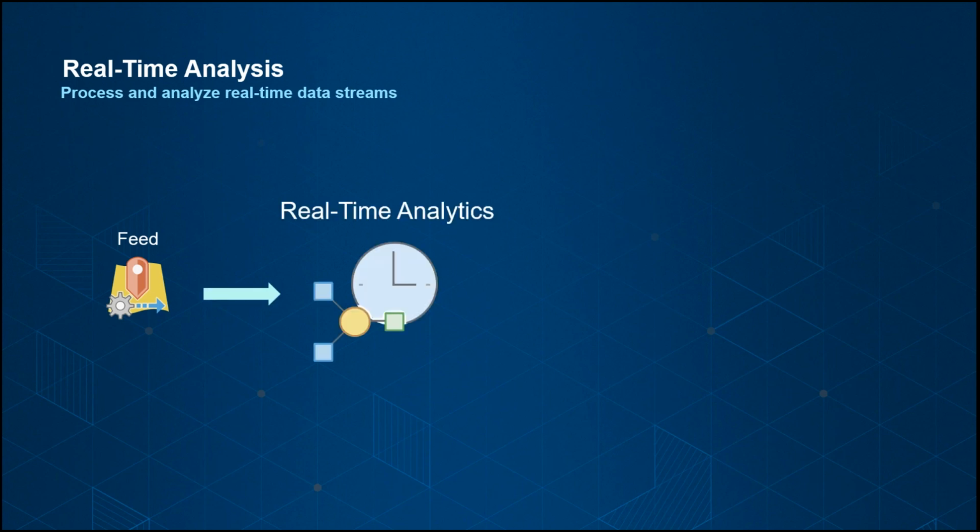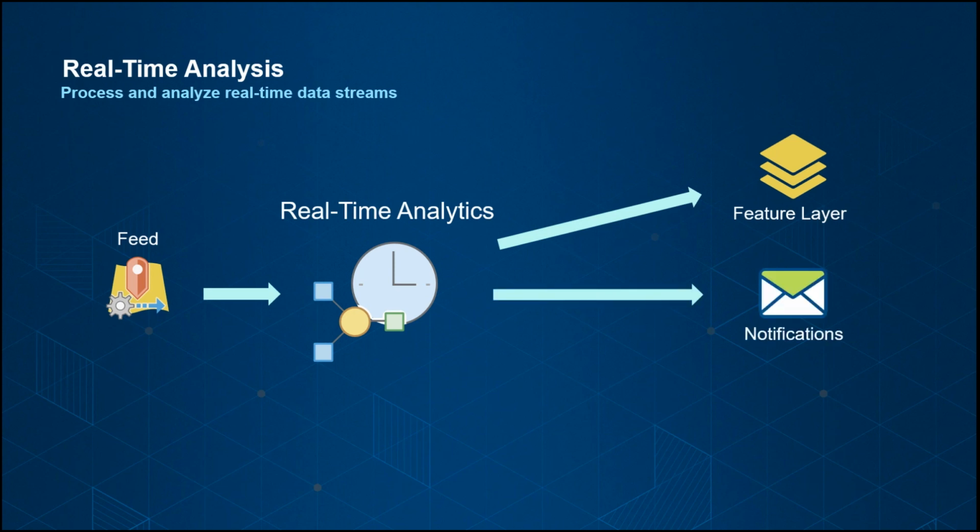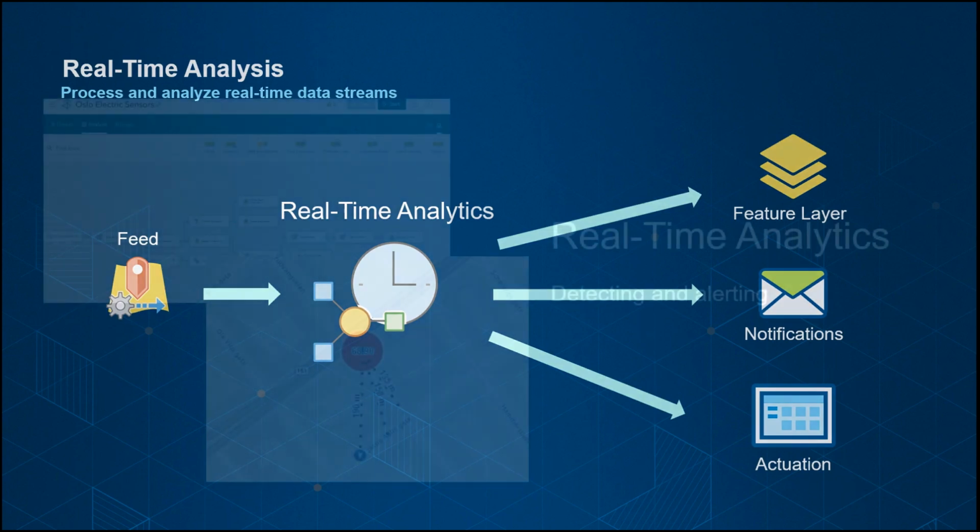In Velocity, a feed is the input to a real-time analytic, which can be used to transform, enrich, and detect incidents. Real-time analytics are a flexible model-building capability that let you combine tools and take different kinds of actions. You can store sensor observations over time to a feature layer, send notifications and alerts, or even send commands and triggers to external systems to actuate behavior.